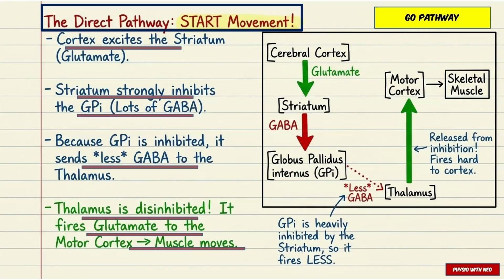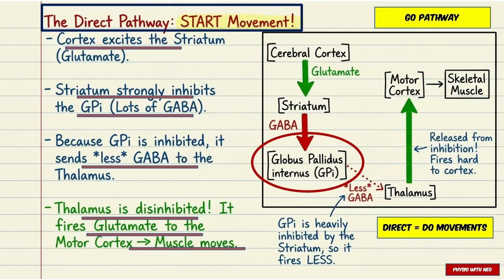Instead of memorizing arrows, understand the logic. Inhibit the inhibitor and the movement increases. That single principle explains the entire direct pathway. So remember this phrase: direct is do movements. Both words begin with D. So whenever you see direct pathway, immediately think movement is facilitated.